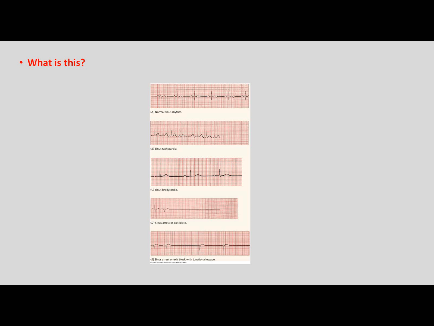Okay, next one. Heart rate is fast, but there are P waves in front of every QRS. Sinus tachycardia. Heart rate is slow, but P waves and QRS are the same, sinus bradycardia. Sinus arrest, because there's no P wave at all, there's a block. Sinus exit. Okay.